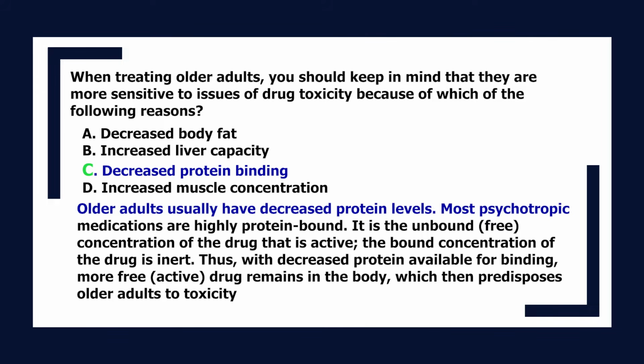Older adults usually have decreased protein levels. Most psychotropic medications are highly protein-bound. It is the unbound concentration of the drug that is active. The bound concentration of the drug is inert. Thus, with decreased protein available for binding, more free drug remains in the body, which then predisposes older adults to toxicity.